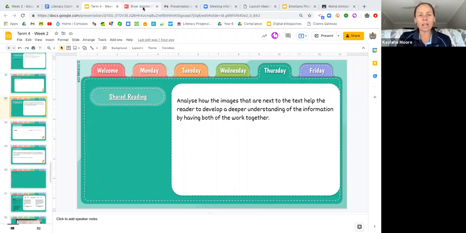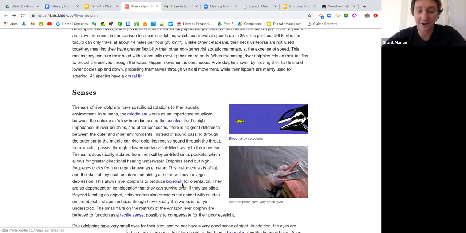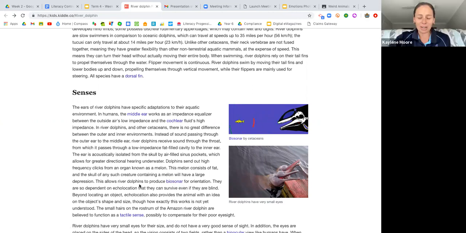So we're going to have a look at our Kiddle website again today, and we're going to look at this word: biosonar. Sorry, Mr. Mann, I was trying to look for it. So you can see that in this text, they talk about the word biosonar. There's a hyperlink for it, but then they also give me an image for it. So I can visually see what that means.